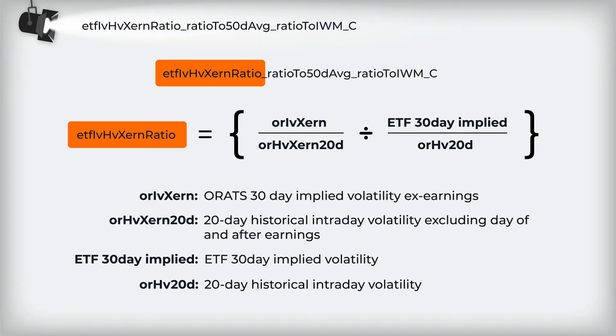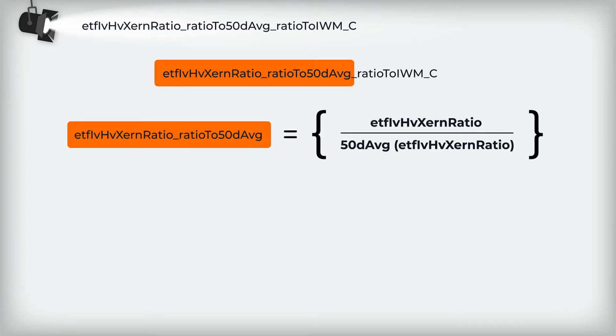Let's move on to the second part of the equation, which is the ratio to the 50-day average. This simply takes the first part of the equation and then divides it by the 50-day average of itself. The purpose behind this is to see how the indicator is currently performing relative to its recent history.